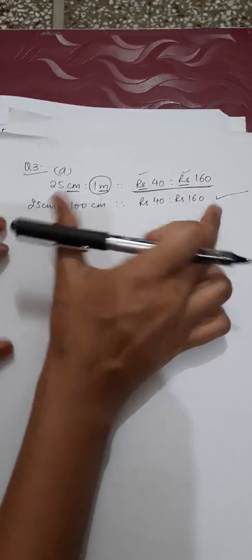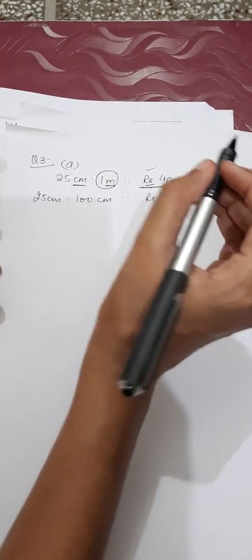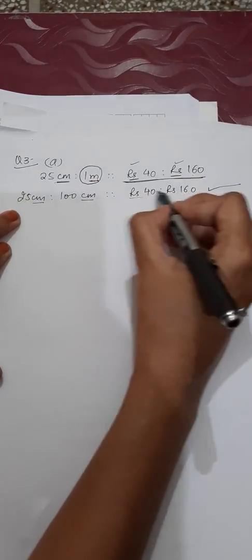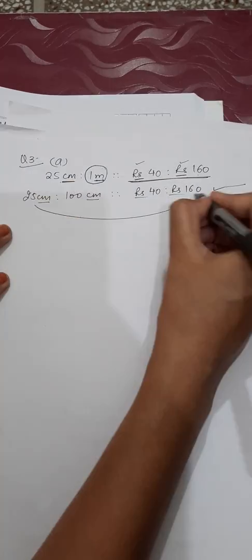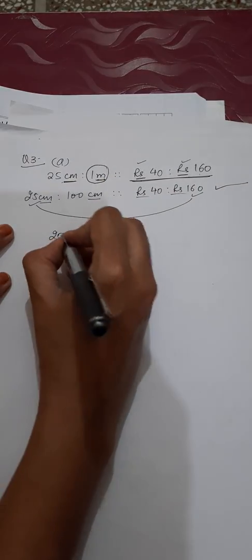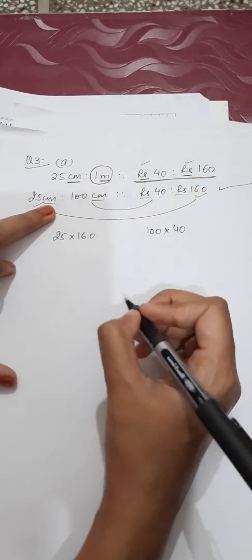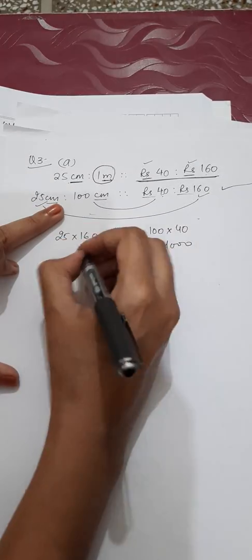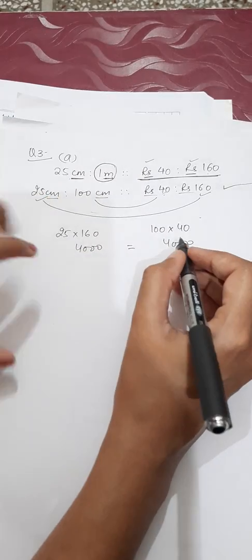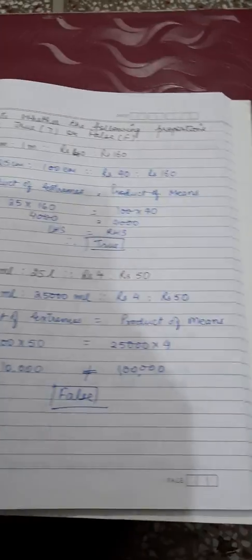Now this is the perfect step for solving proportion questions. It does not matter whether it is centimeter or rupees, but on one side the units have to be the same, and on the other side the units have to be the same. Now here again, this and this are the extremes, so let us multiply 25 by 160. 100 and 40 are the means, so 100 will be multiplied by 40. This will come 4000, this will also come 4000. Values are coming the same, they are in proportion, so the answer is true. Right? Now let's see the solution.